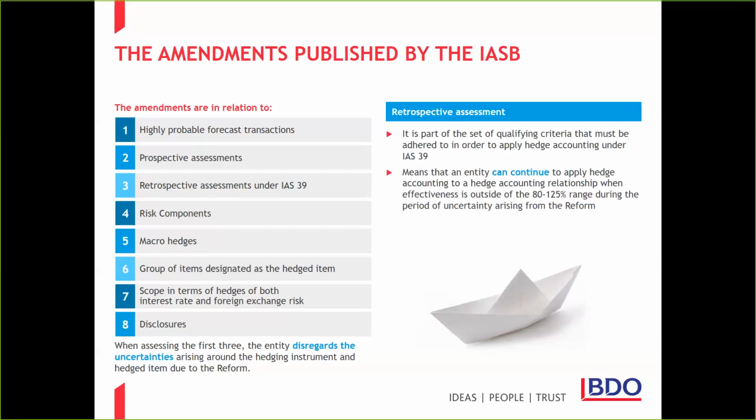So, say because of the interbank offered rate uncertainty, the result of retrospective effectiveness testing is 40, and the entity has determined that 50 of this is due to interest rate benchmark reform, then the hedge accounting relationship passes the effectiveness test, given the outcome of the test disregarding the impact of the reform is 90. The uncertainty relating to the reform, that is the 50, is still recognised in profit or loss as ineffectiveness.